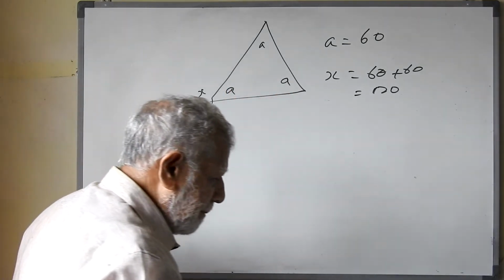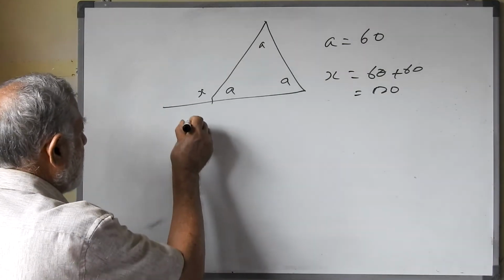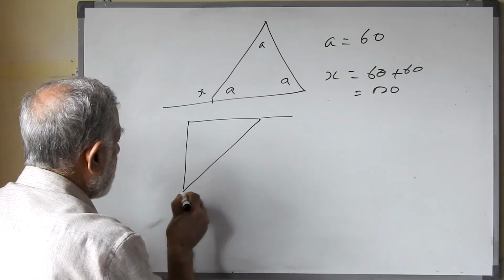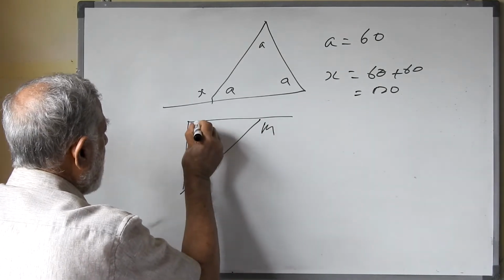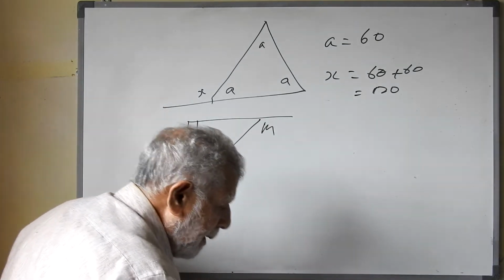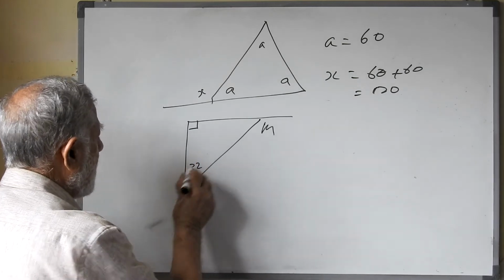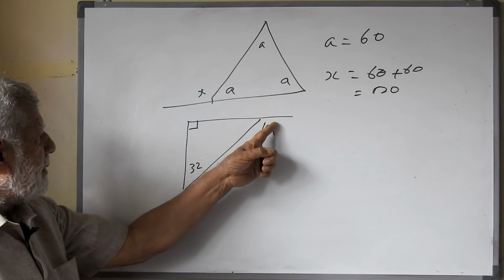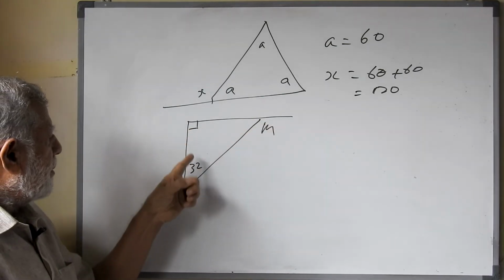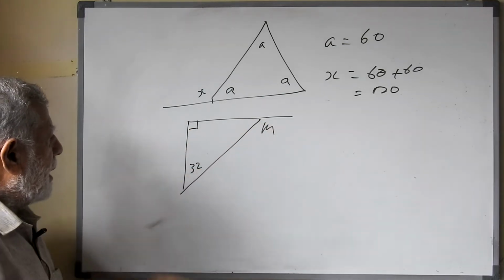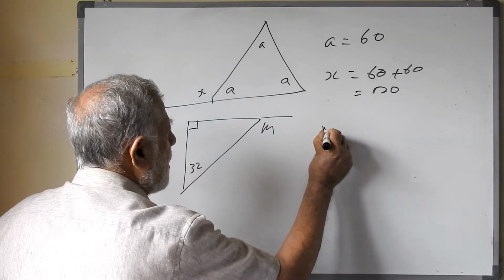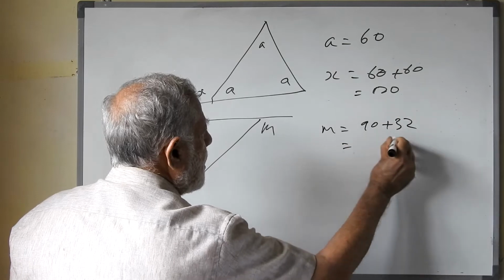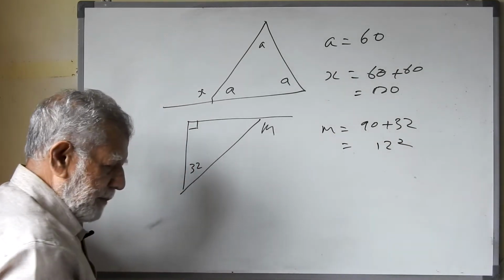We will take another example. Look at this. This is M, 90 degrees, and we have 32 degrees. So we know that this is the exterior angle and these are the two interior angles of the triangle. So 90 plus 32 is M. So M is equal to 90 plus 32, that is equal to 122 degrees.